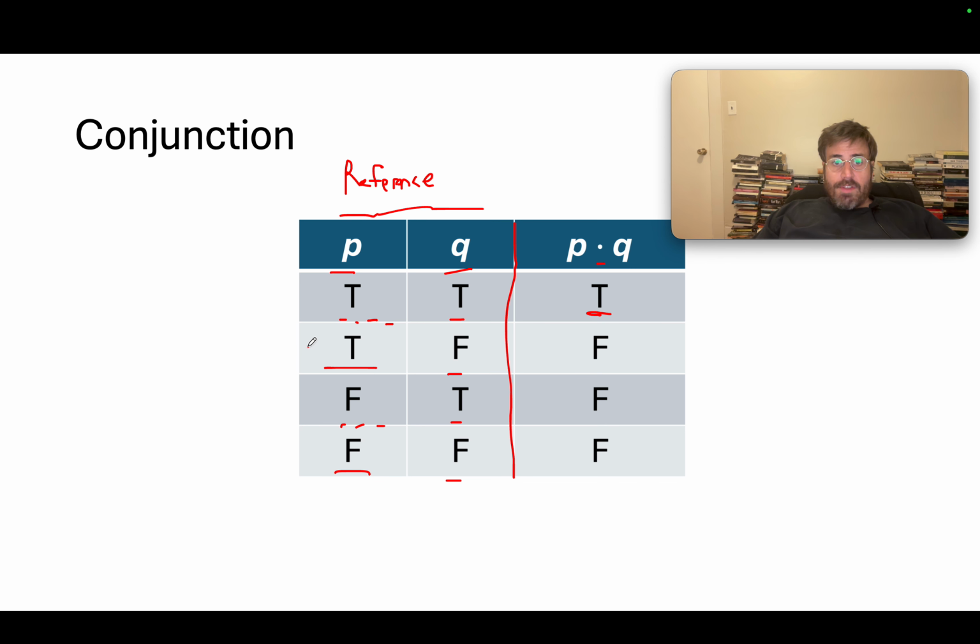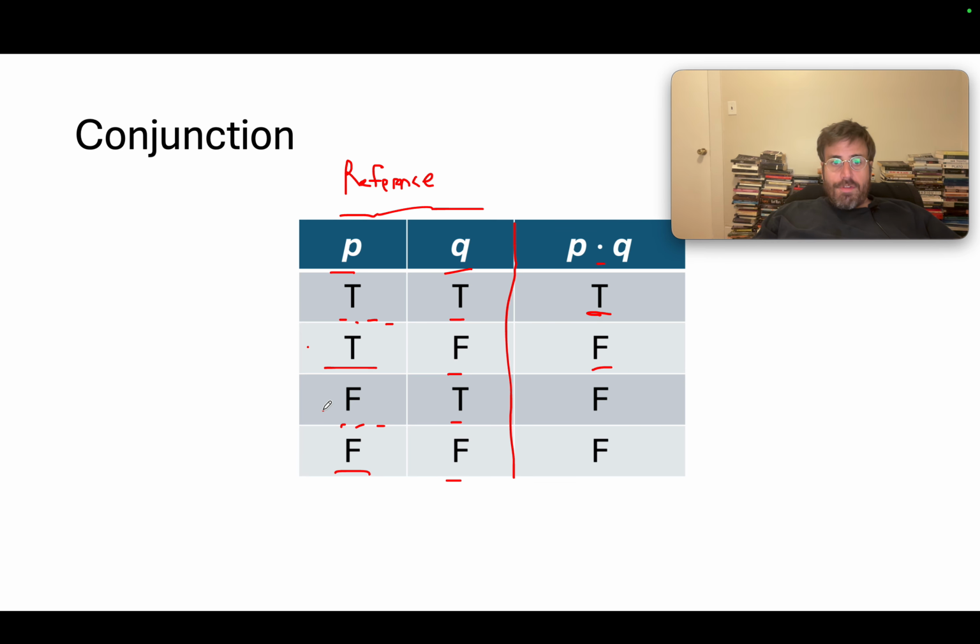If I go down to the second row, I see that P is true and Q is false. Because I have one false conjunct, I know that the value for dot has to be false, right? It's a very high threshold for the conjunction to be true. We need 2 true conjuncts for dot to be true. And because Q is false, dot is false.